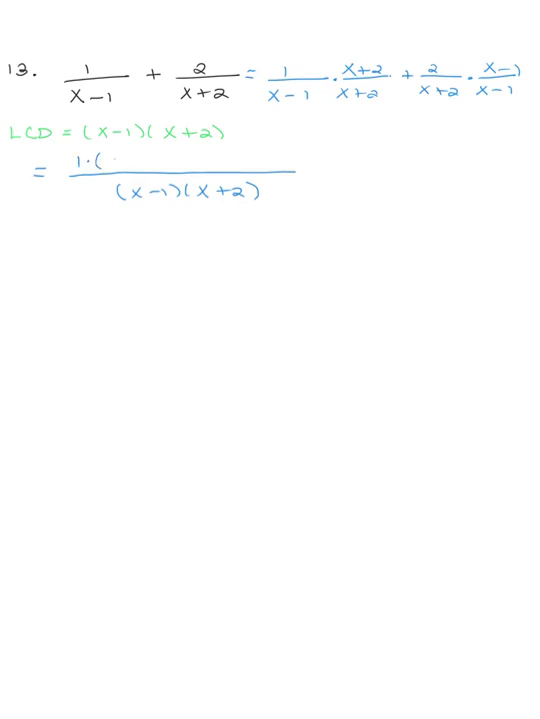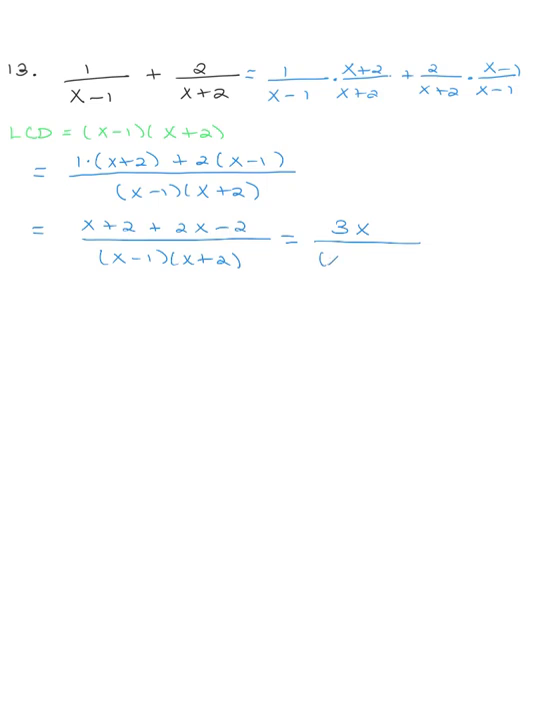That's 1 times x plus 2, plus 2 times x minus 1. And essentially we're done at this point. I'm going to leave the denominator alone, but I am going to combine like terms in the numerator. So that is, we have x plus 2. By distributing the 2, we get a 2x minus 2, all over the common denominator. And I have my final answer. My final answer is 3x, the 2's canceled, divided by x minus 1 times x plus 2. And that's it.